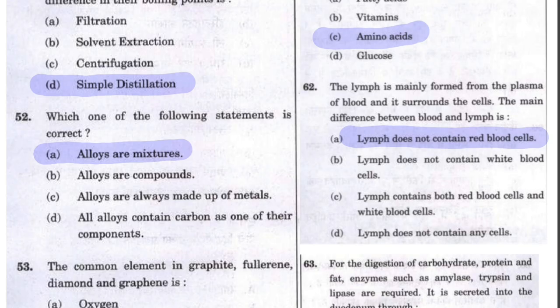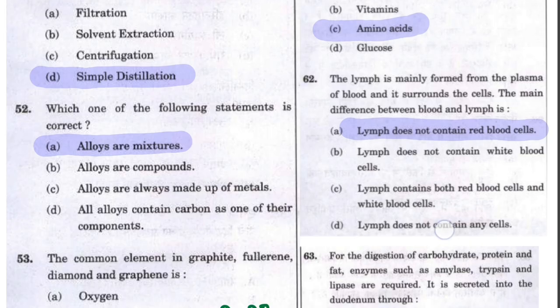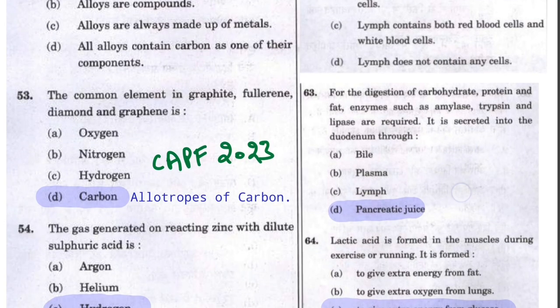So what is the main difference between the blood and the lymph? The main difference is that lymph does not contain RBCs. It is devoid of RBCs. So just remember this fact, that lymph is devoid of RBCs and it is yellowish in color. For the next question, for the digestion of carbohydrate, protein and fat, enzymes such as amylase, trypsin and lipase are required. So they are secreted into the duodenum.